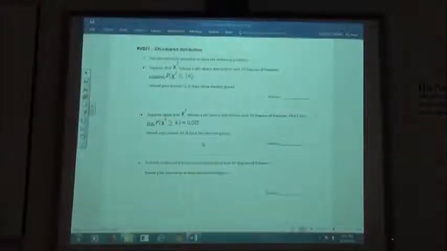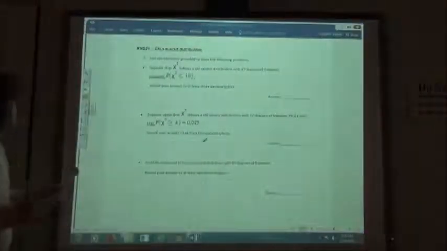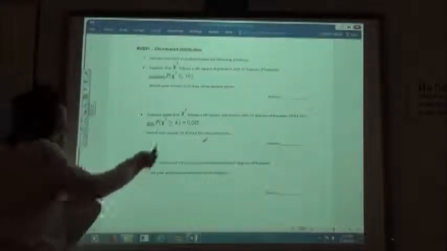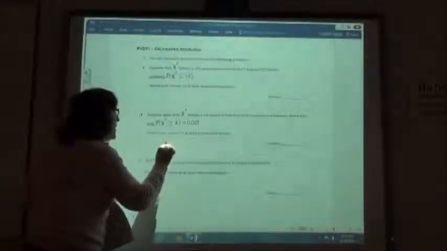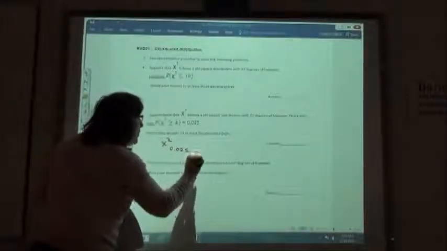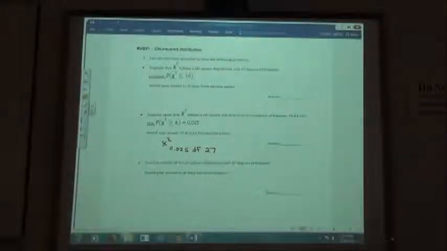Did we write the answer down for that one? I don't think we did. On the second part of that, we were doing chi-squared 0.025 with a degree of freedom of 27. And so on the calculator, you're using that one right there. Yep.